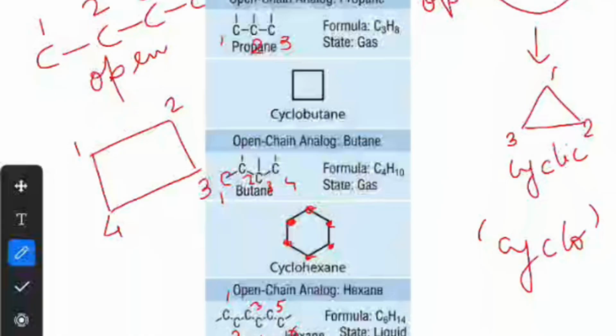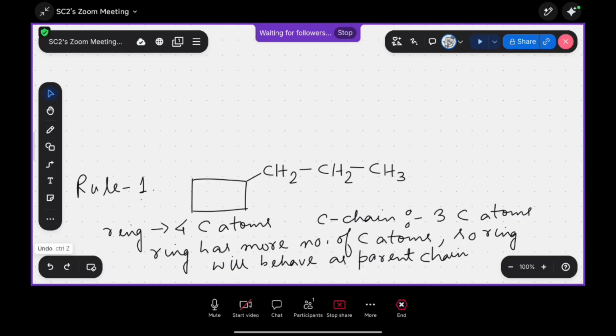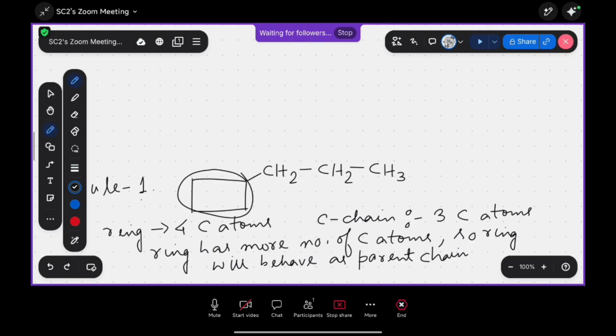So, let us now discuss some of the rules which will help you to understand how to write the IUPAC nomenclature of cyclic compounds. Now see the first rule for naming the cyclic compound. Suppose a compound is given to you in this way. See here, what can you see? We have a cyclobutane ring system, which has 4 carbon atoms. The ring has 4 carbons.